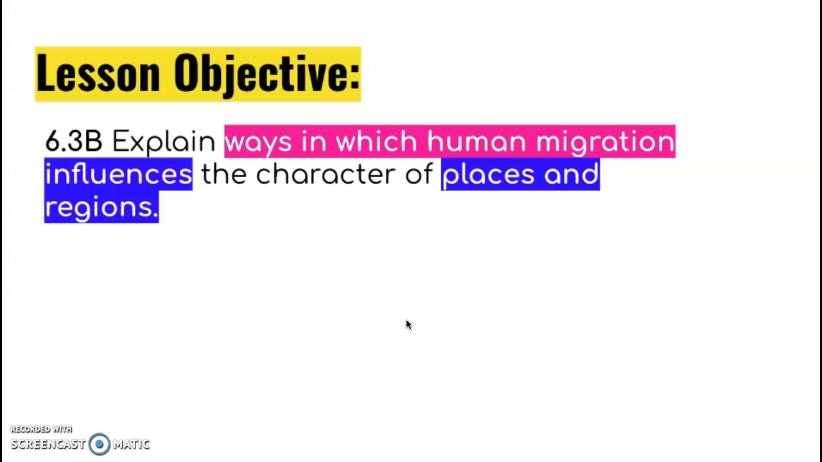But then we're also going to look at some influences maybe by economic reasons. Remember, economy has to do with money, okay? Money, money, money. And maybe because of certain landforms. Remember, people look for certain areas that are going to help them out with their farming, and climate. We want to be in places where we're going to be comfortable. So we're going to look at all of these aspects of migration, and that is our lesson objective.